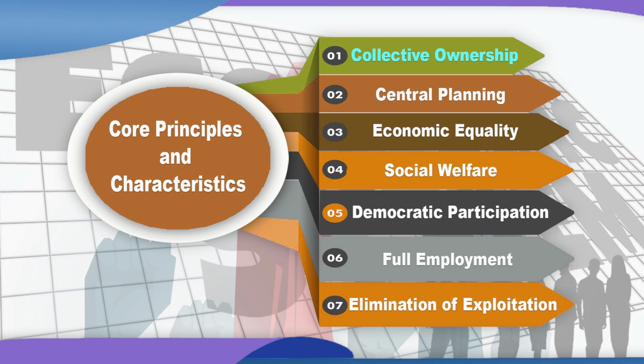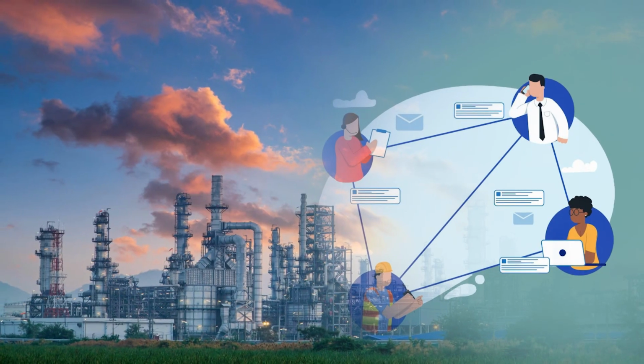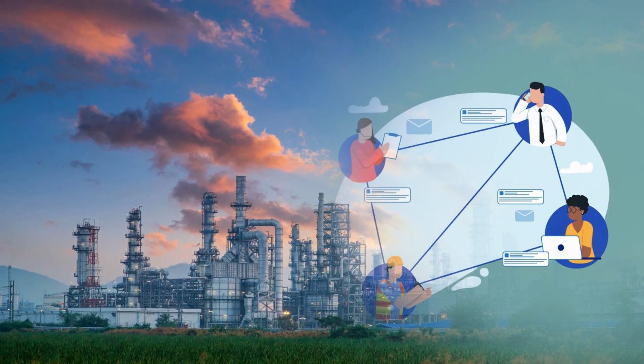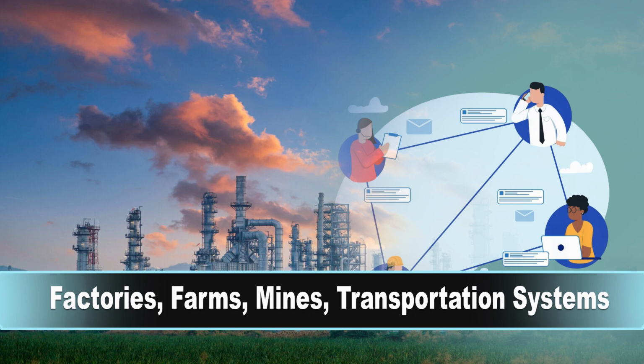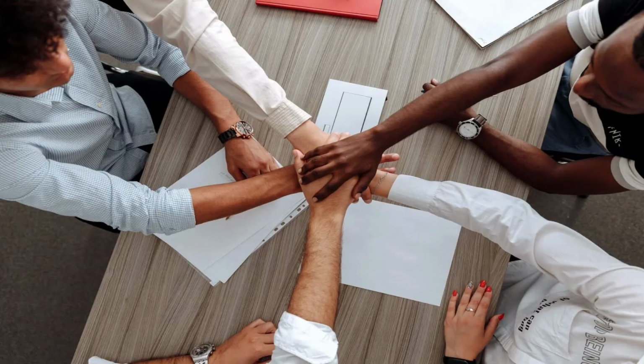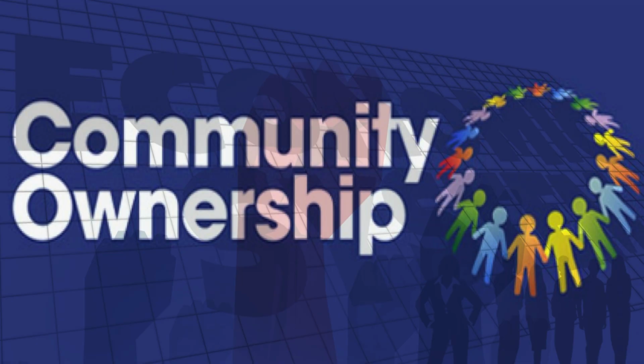First is collective ownership. The cornerstone of socialist theory is collective ownership of the means of production. This includes factories, farms, mines, transportation systems, and other productive assets. Collective ownership can take various forms, including direct state ownership, worker cooperatives, or community ownership. The goal is to ensure that productive assets serve the common good rather than generating private profit.